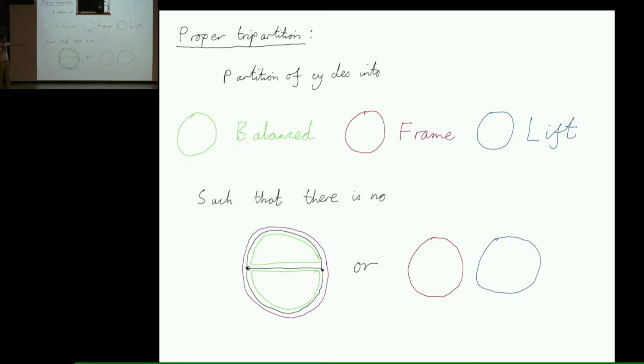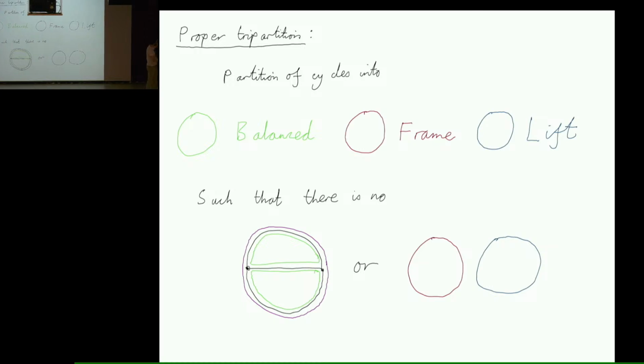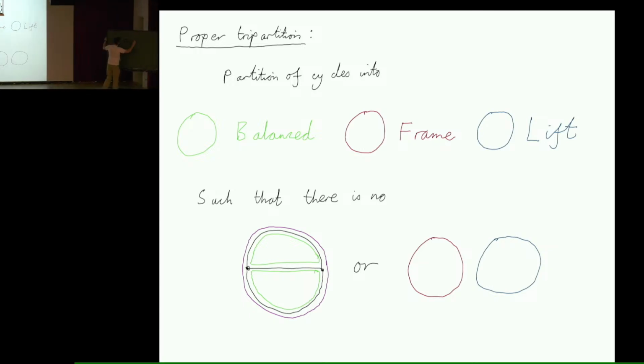Okay, now this is a very simple condition, but you might think this is a very restrictive condition, right? To say that every frame cycle has to meet every lift cycle, maybe there's just not many options for how you can organize for that to happen. But in fact, it's not super restrictive. You can get large, interesting classes of matroids with such partitions.